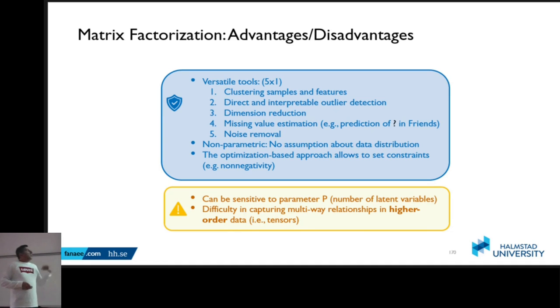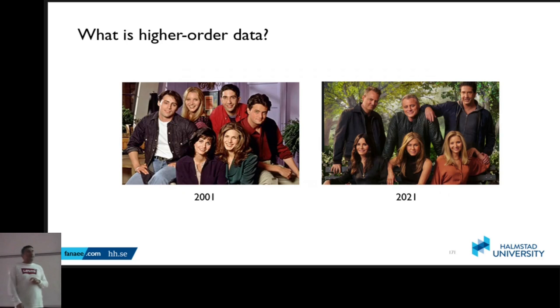And they have difficulty in capturing multivariate relationships in higher order data. What is higher order data? Do you know what is higher order data? I'll give you an example on friends again.